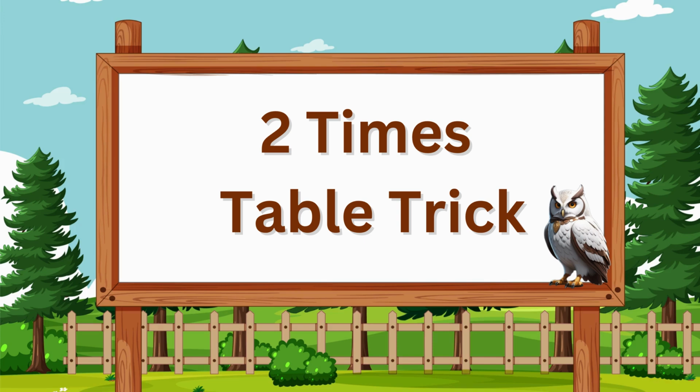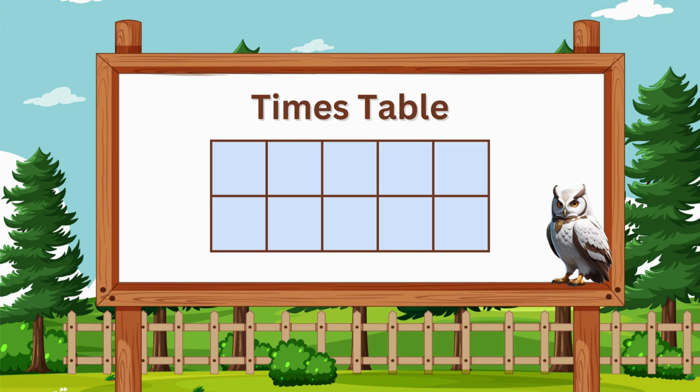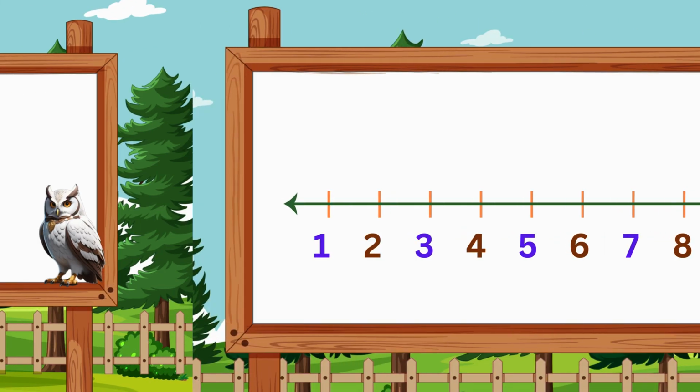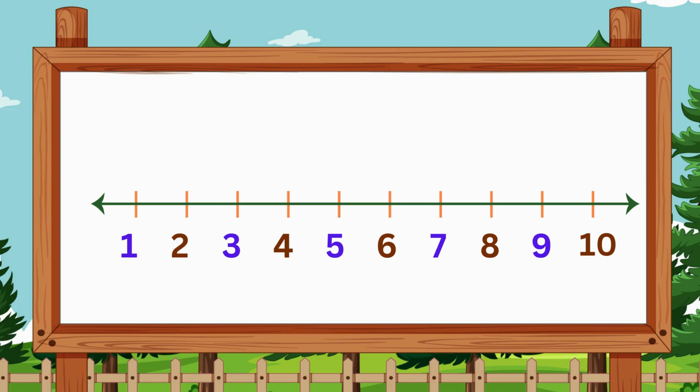Welcome back, superstars! Here's an easy trick to learn the 2 times table using a simple 2x5 grid. But first, let's practice counting in twos from 2 up to 10. We'll use a number line to make it easy. Starting from 0, let's count up by 2 each time.